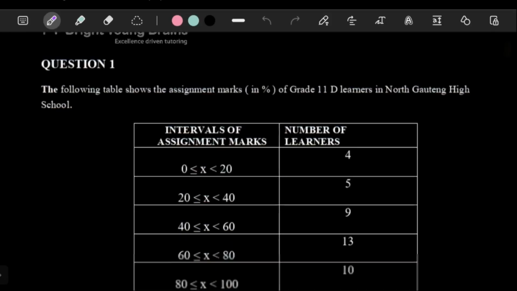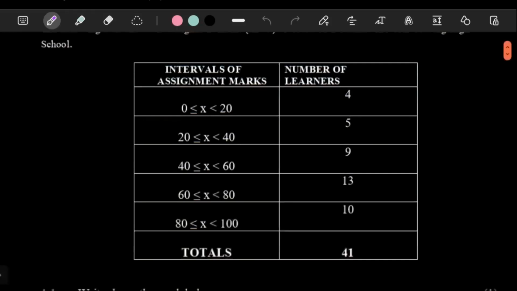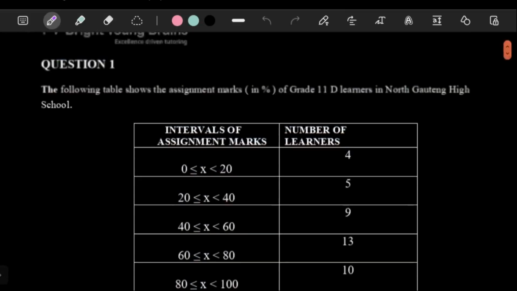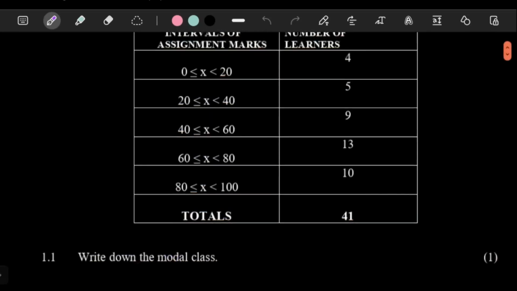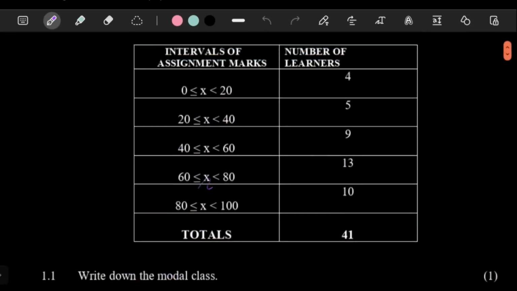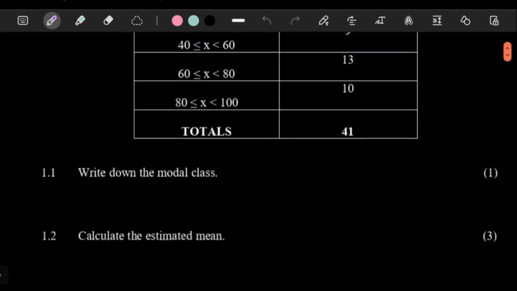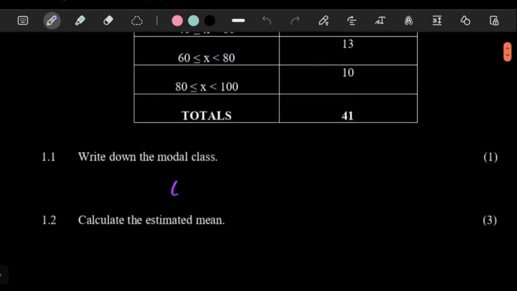And then you have intervals. People that got between 0 and 20%, 4 people. Between 20 and 40, you have 5. Between 40 and 60, going on and on. So the total is 41. For 1 mark, they want the modal class. The modal class will be the class that has the highest number of learners, which is between 60 and 80. So our modal class is this one.